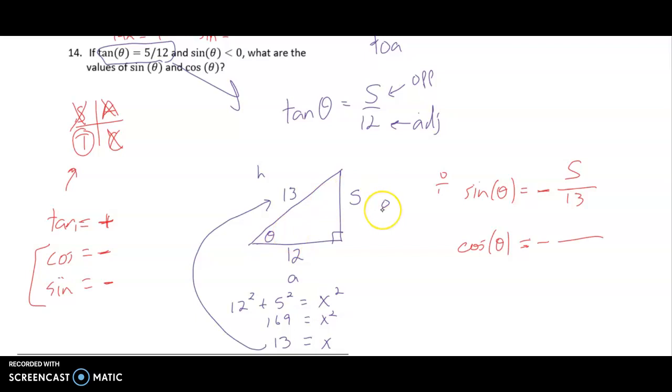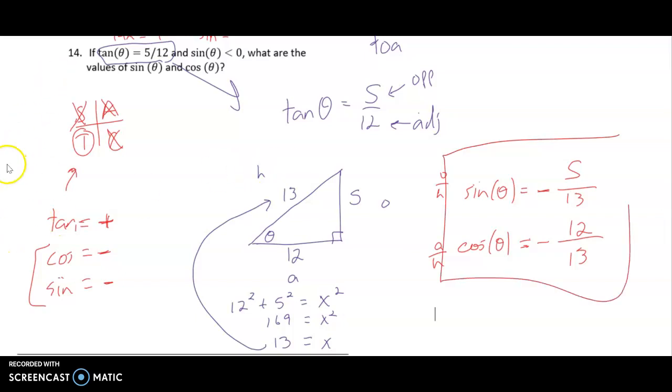Then cosine is A over H. So what's the adjacent? It's 12. Over what's the hypotenuse? It's 13. And then those are my answers. And they're both negative. They match the quadrant, and we're good to go.